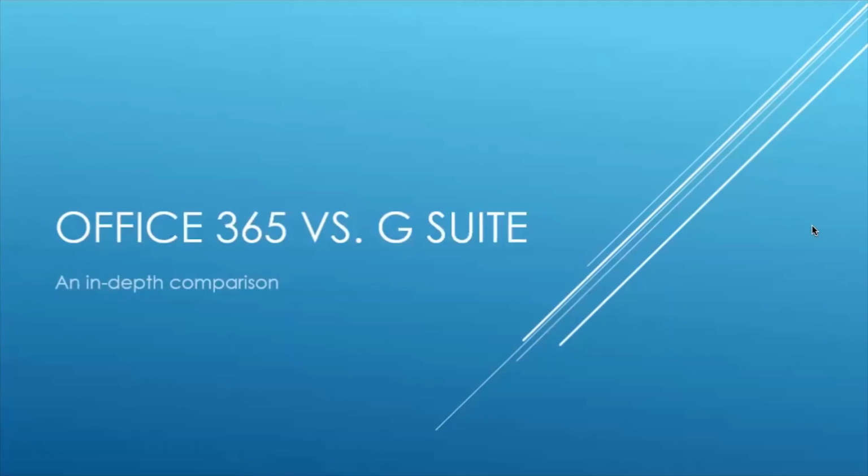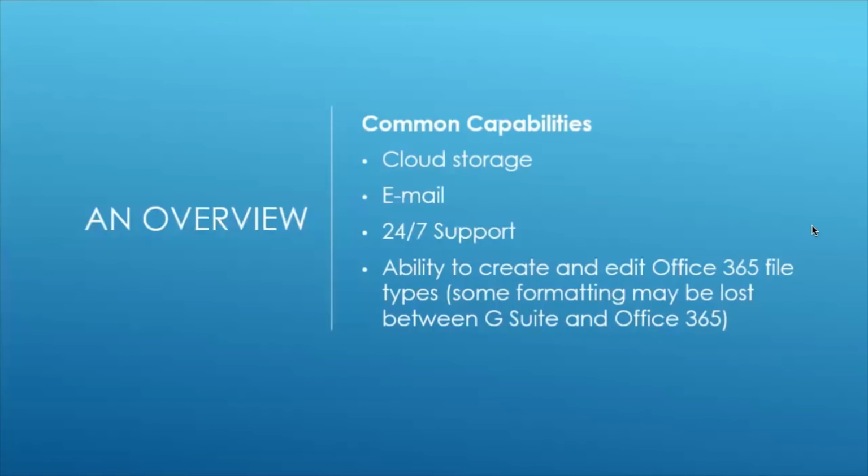A couple of quick overview points. We both know that the most common things that we're looking at is going to be email and the Office 365 file types. Both of them do have email options. Obviously, we have Gmail, or you can use your company's email. Same as with Outlook. You can use an Outlook.com email, or you can have your company's email branded. They both do have 24/7 support, and they have the ability to create and edit Office 365 file types.